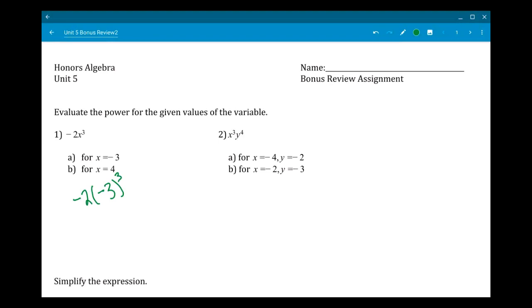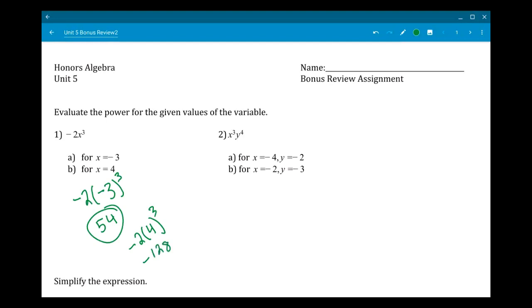Okay, so like order of operations here, we would do negative 3 to the third first, which is negative 27, and then multiply by negative 2 to get positive 54. Same thing for B. You would really do the exact same thing. You would plug in the 4 in parentheses. Here, the parentheses don't do a whole lot other than kind of re-emphasize that we need to do 4 times 4 times 4 first, which is 64, and then multiply by the negative 2 to get negative 128.